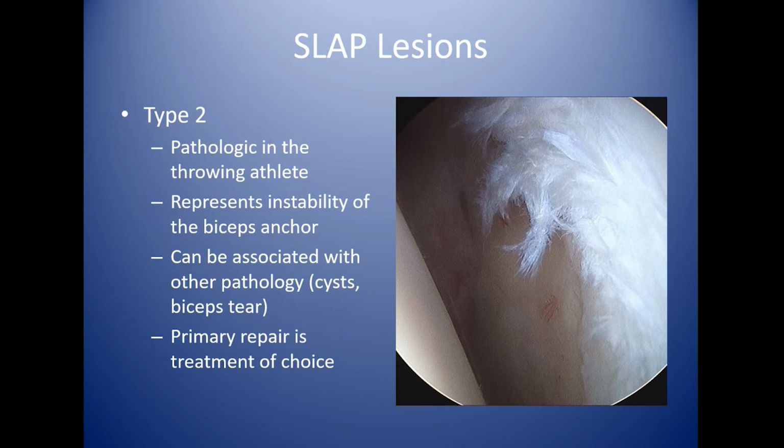The difference is the type 2 tears, those are the ones that peel back. In this picture on the right, that's where you see the frayed area. And that represents, again, instability where the biceps attaches. We oftentimes see the cysts, and primary repair in the throwing athlete who's failed conservative management is to go in and repair them.